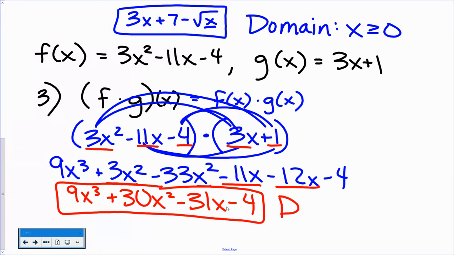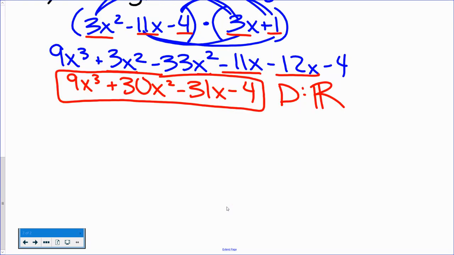And then for our domain, this time I do not have any square roots. All I'm doing is raising x to the third power, second power, and multiplying it by negative 31. So there are no restrictions on that. So that would be all real numbers for my domain. It does not matter what I would plug in for x.